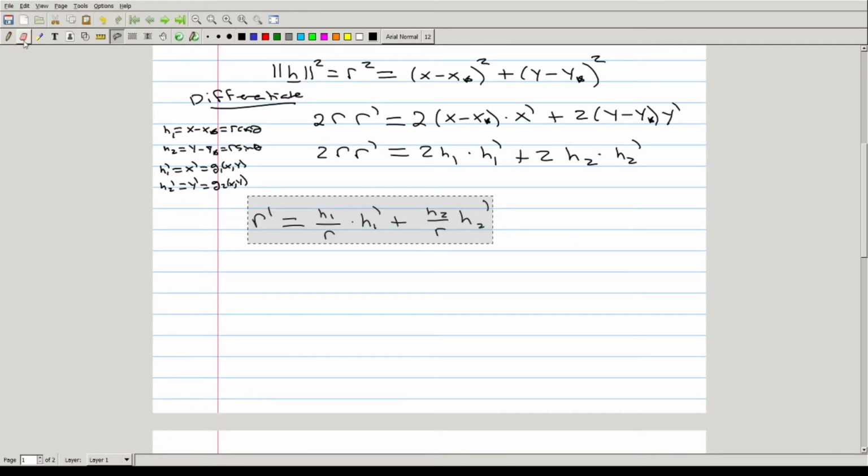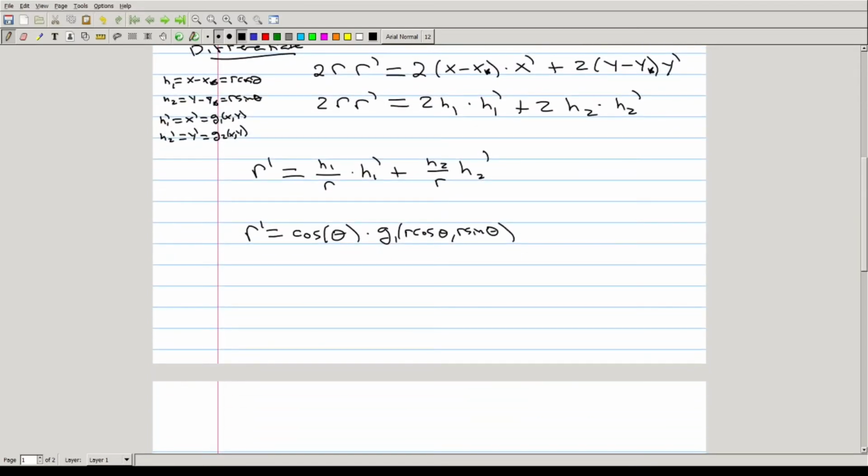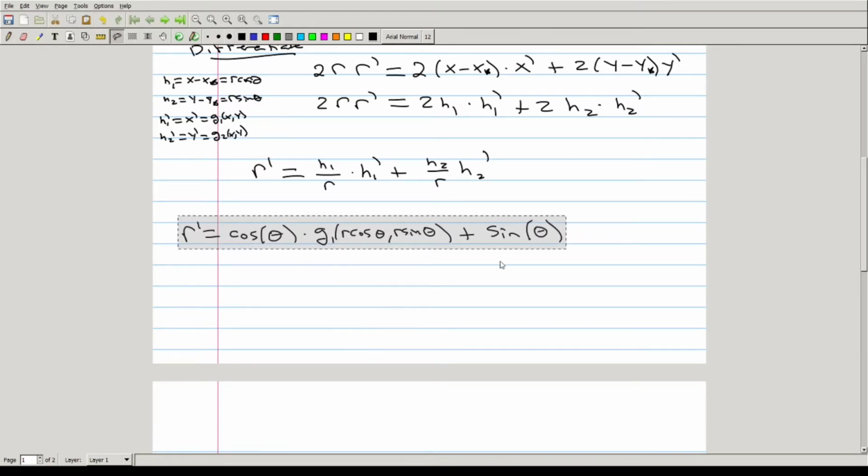r prime is going to be equal to cosine of theta times g1 of r cosine theta, r sine theta, where we have to plug in for x and y into whatever the function g1 is, the right hand side of the x derivative equation, plus h2 over r, which is sine of theta, times g2 of r cosine theta, r sine theta.